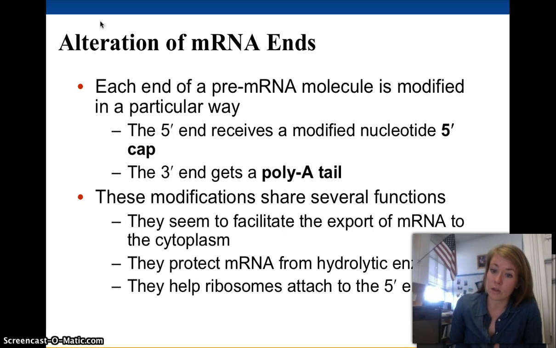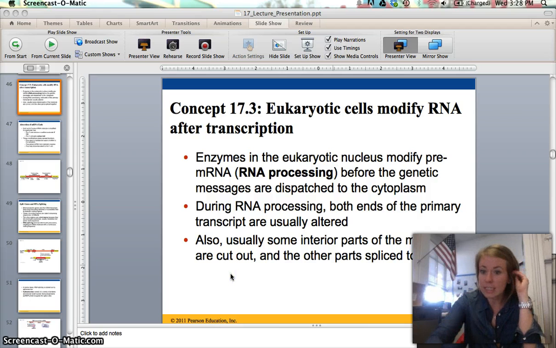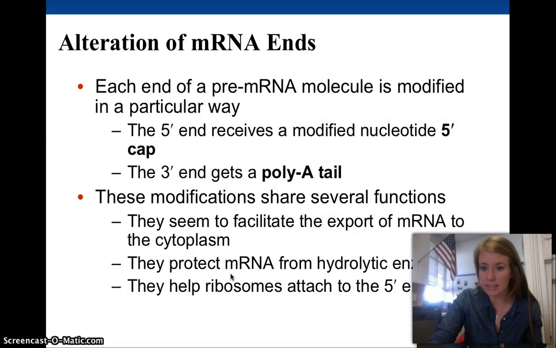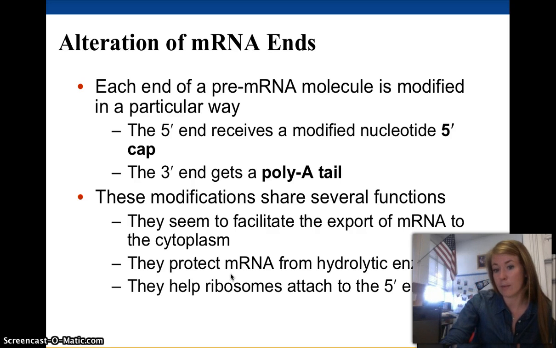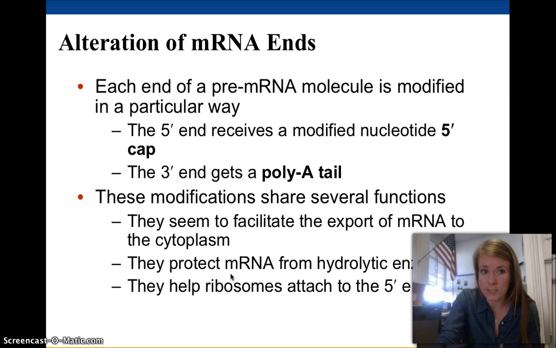And then lastly, it also helps the ribosome know what's going on when translation is about to happen, which is the next section. These extra things help the ribosome recognize the mRNA and help the ribosome attach to the 5' end of the mRNA. So it does attach at the 5' end, to the 5' cap. So that's the alteration of the mRNA ends, which happens all the time.